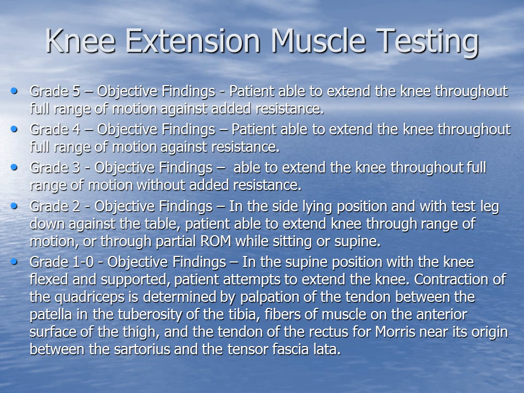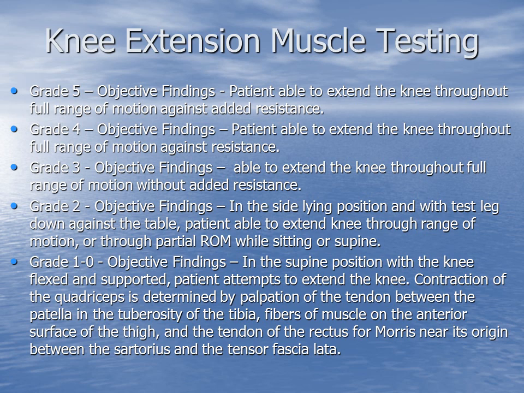With grade 2, the examinee is in the side lying position, and the test leg is down against the table to eliminate the effects of gravity, and the patient will be able to extend the knee throughout range of motion without resistance. Or if the examinee is in the sitting or supine position, they'll only be able to extend the knee through partial range of motion due to the added impact of gravity.